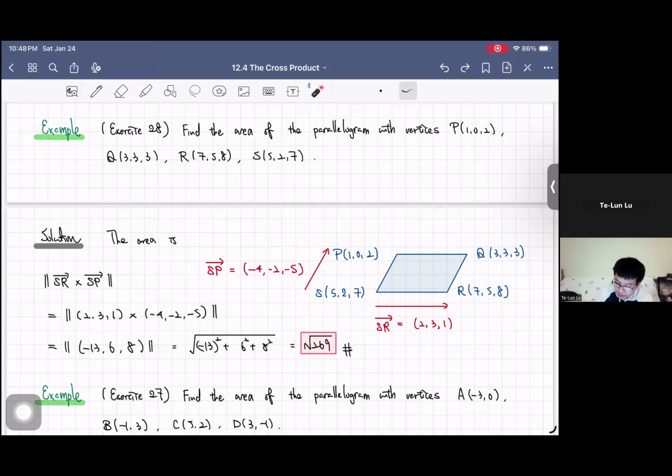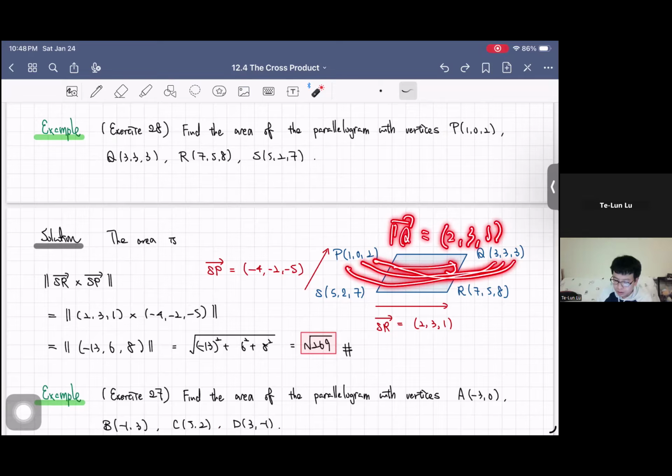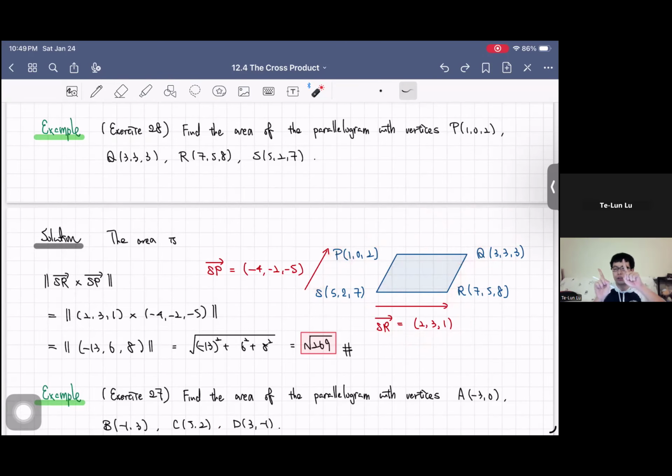And the fact that they form a parallelogram can be validated through this kind of computation. You can see that, for example, the vector PQ is given by (2, 3, 1), right? 3 minus 1 is 2, 3 minus 0 is 3, 3 minus 2 is 1. And that is the same as the SR vector. The same thing holds here. So they're actually the same thing, the opposite sides, meaning that they're a parallelogram. The side PQ is parallel to SR, and the side SP is parallel to RQ, right?